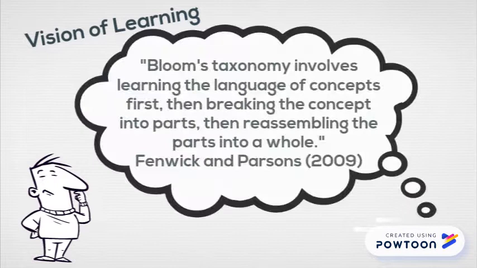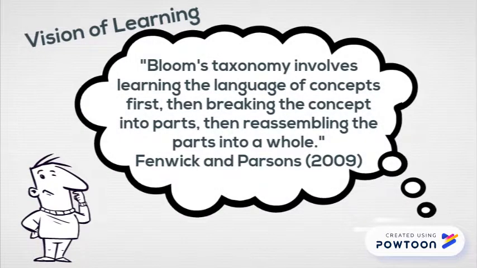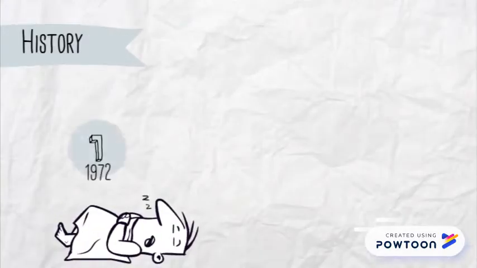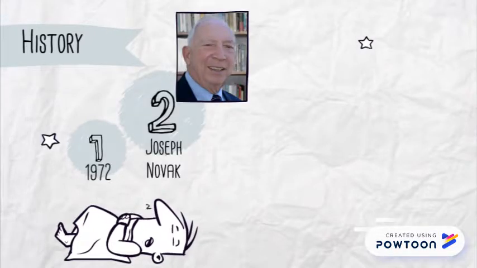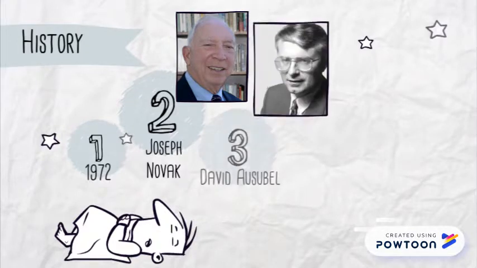Bloom's taxonomy involves learning the language of concepts first, then breaking the concept into parts, then reassembling the parts into a whole. In 1972, Joseph Novak and his research team at Cornell University developed the strategy of concept mapping as a means of representing the emerging science knowledge of students. Novak's work is based on the cognitive theories of David Ausubel.